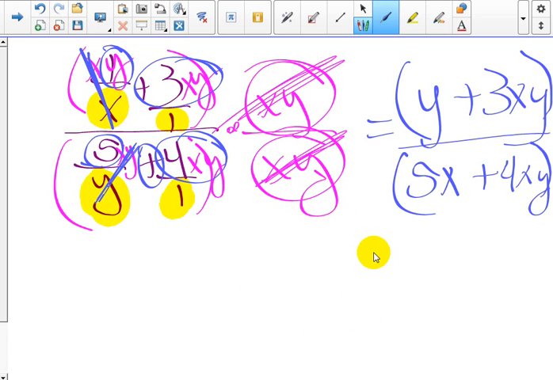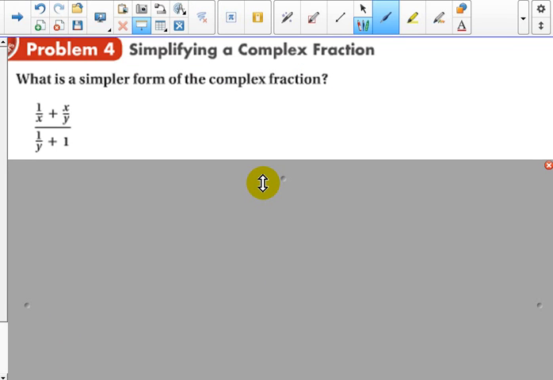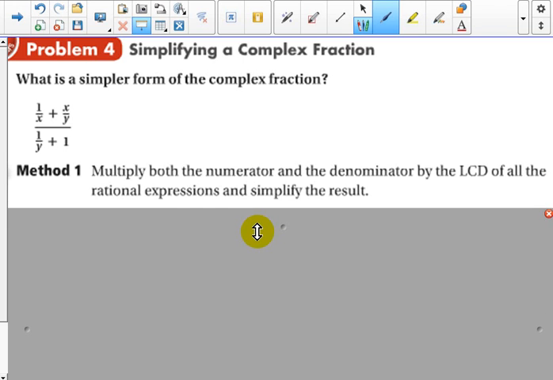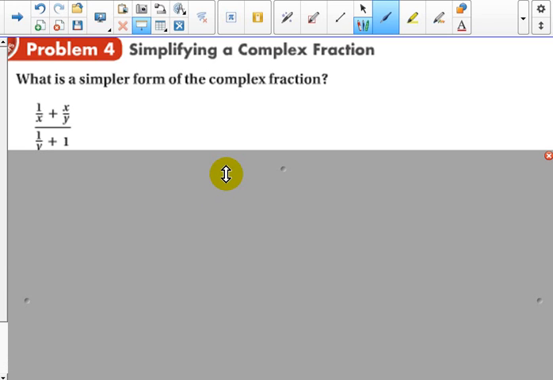Any questions? Don't make it harder than it is. Okay. Let's go on to the next problem. Oh no, that's the one we just did. Okay, so what I'd like for you to do is just work 10. We just did 10, so do 11, 12, and 13.